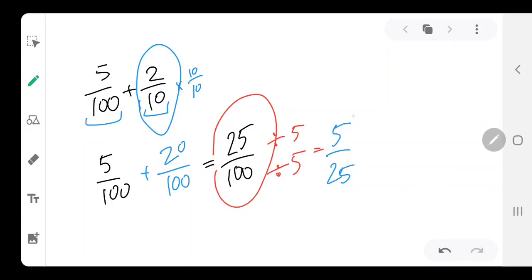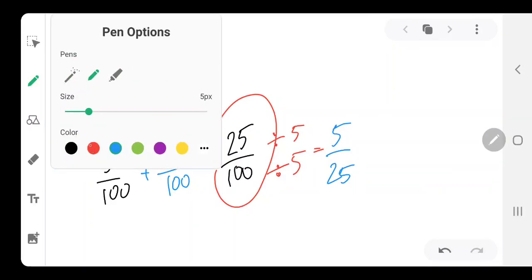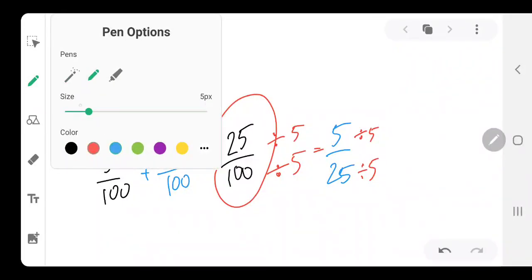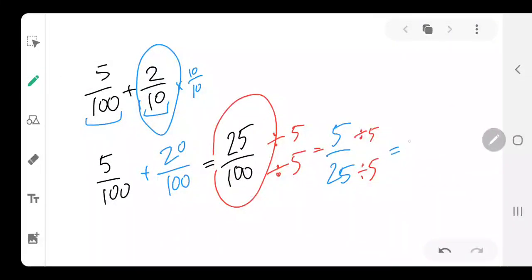And it turns out that these can actually be divided even further by the factor 5. Okay? And what do we get then? We get the fraction 1/5. Okay? Let's do another one.